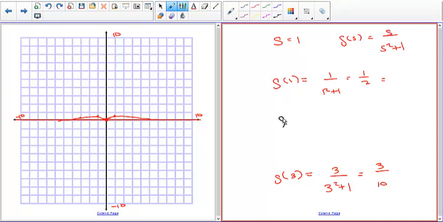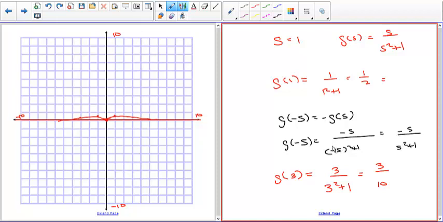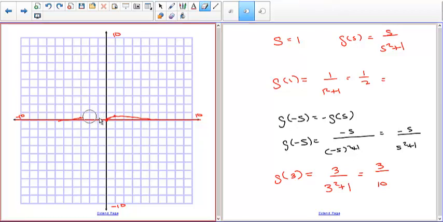So what I could see is that g of negative s is going to be negative g of s. How do I know that? Well, if I do g of negative s, I plug in negative s for s. So I get negative s over negative s squared plus 1, which is negative s over s squared plus 1, because when I square this, the negative sign becomes positive. So this is true, and hence it should have been symmetric around the origin. So this would be a half, this would be 3/10, so it goes like that and then comes in at the bottom.